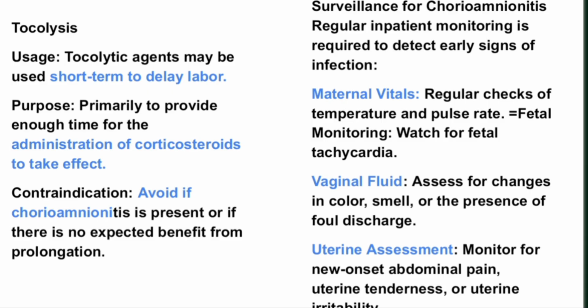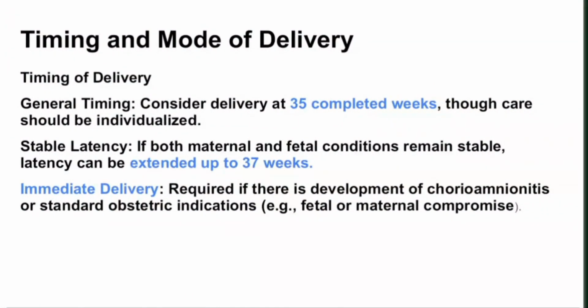So now, how do we monitor for chorioamnionitis? We need to check the maternal vitals regularly: the temperature and the pulse rate. We need to do fetal monitoring and watch out for fetal tachycardia. We also need to assess changes in the smell, the color, or any presence of foul discharge from the vaginal fluid. We also need to do a uterine assessment, monitoring for new onset abdominal pain, uterine tenderness, or uterine irritability.